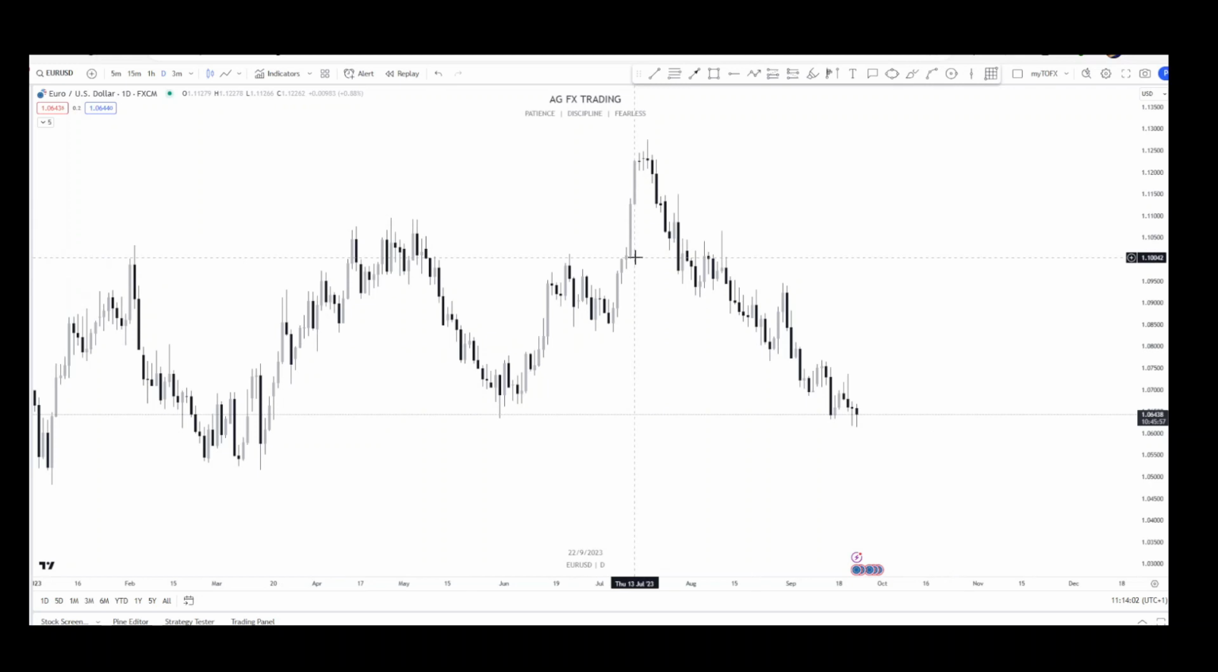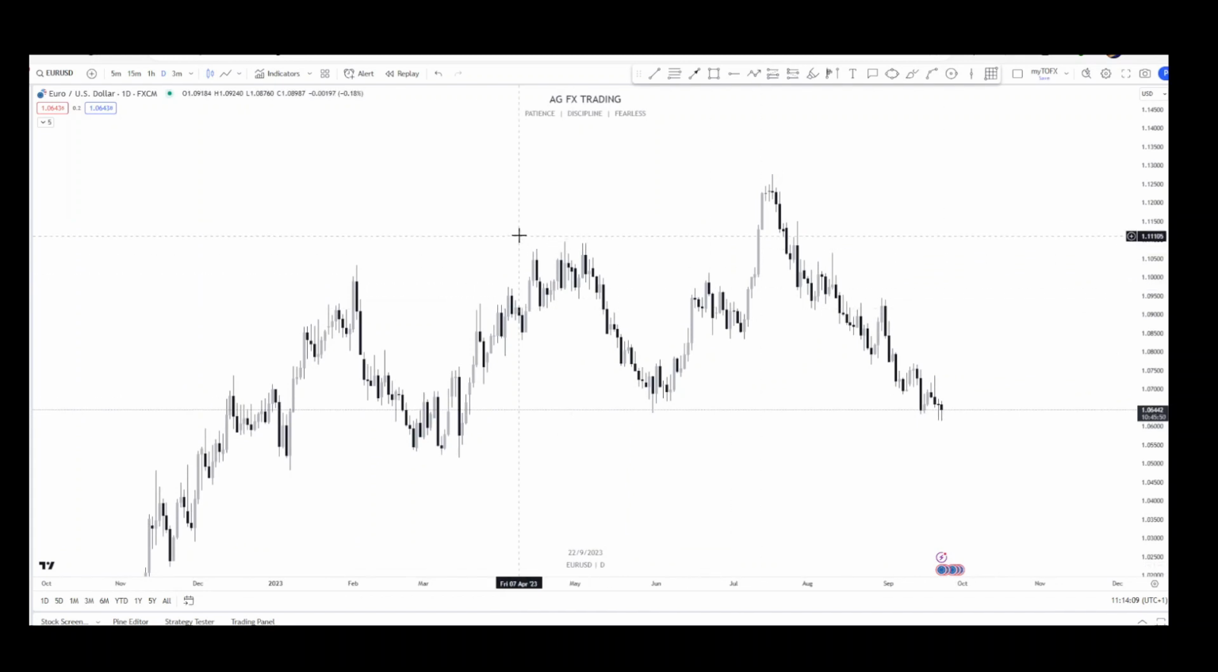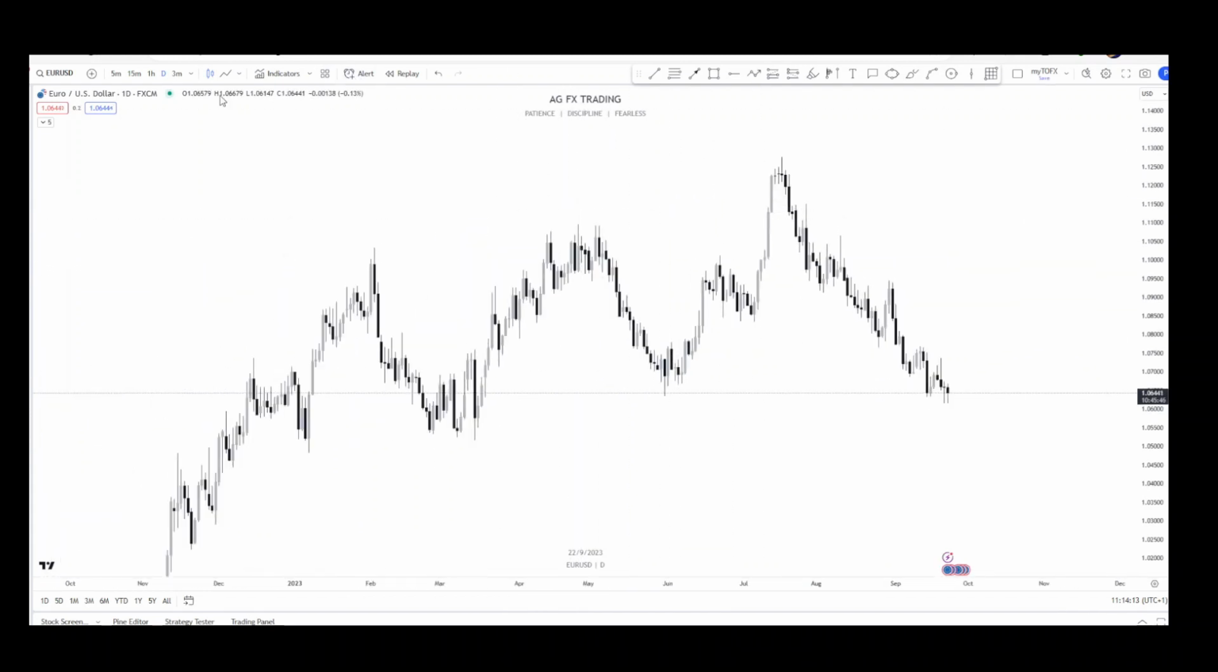Today I'm going to be sharing my bias on Euro USD. As you can see, we are generally bullish on the daily time frame. Price is taking the highs. Okay, daily time frame is bullish, taking the highs.